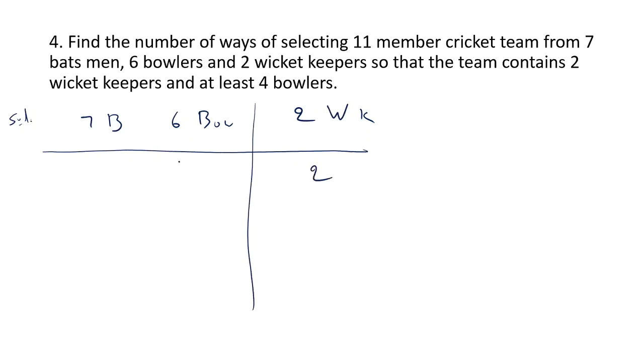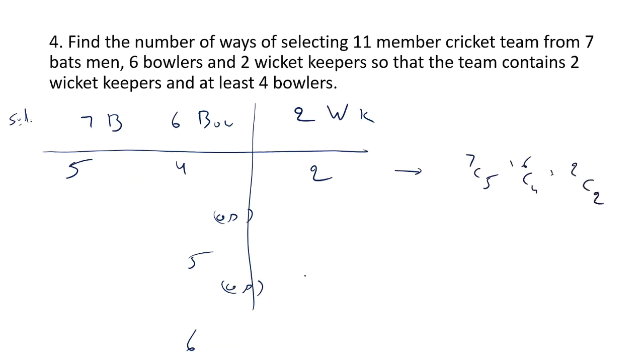At least 4 bowlers means it can have 4 bowlers, or it can have 5 bowlers, or it can have 6 bowlers. But the team should contain always 2 wicket keepers. So if the team consists of 2 wicket keepers and exactly 4 bowlers, then how many batsmen can I choose? So total is 11. So 11 minus 6, which is 5. I can choose 5 batsmen, 4 bowlers and 2 wicket keepers. And this can be done in 7 choose 5 times 6 choose 4 times 2 choose 2.